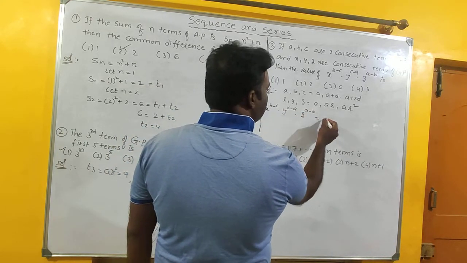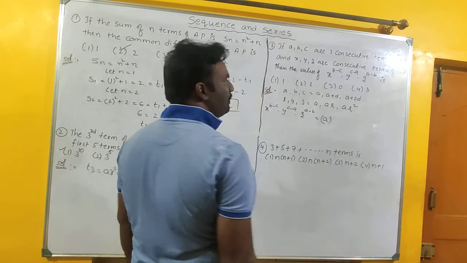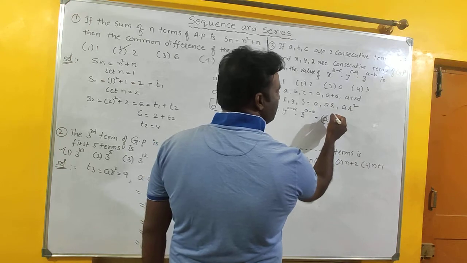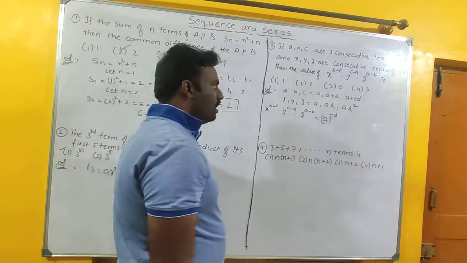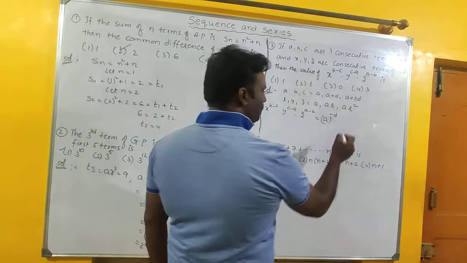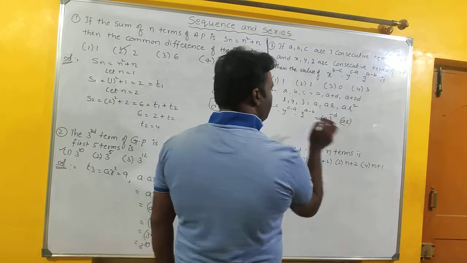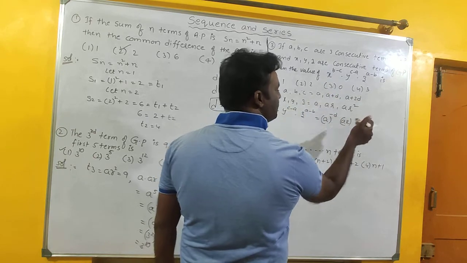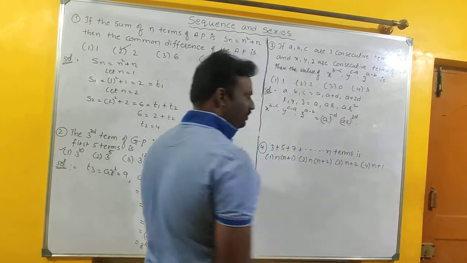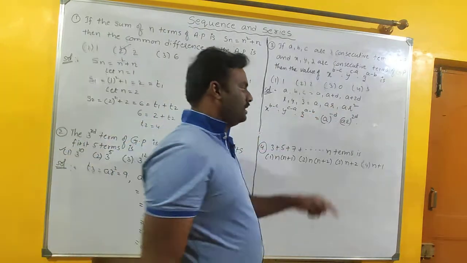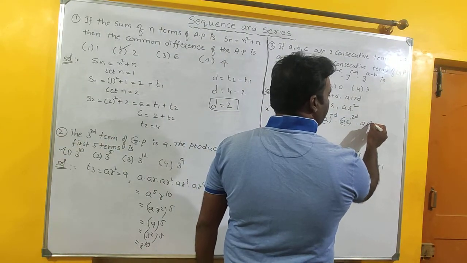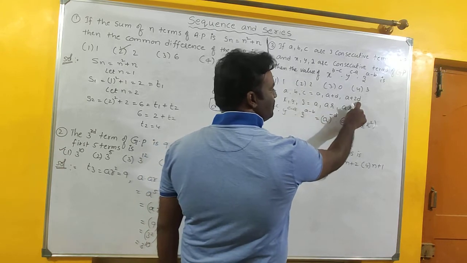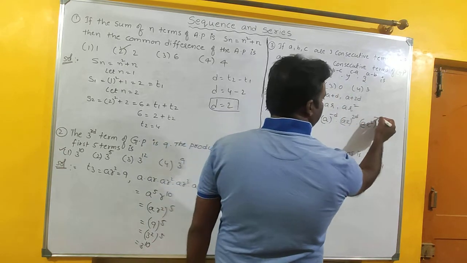X is nothing but A, power B minus C. If you subtract, A gets cancelled, B minus C is D minus 2D. And Y is nothing but AR, power C minus A, that is A plus 2D minus A. A gets cancelled, then the power will be 2D. And Z is nothing but AR square, whole power A minus B, that is A minus A plus D. A cancels, then minus D will come.